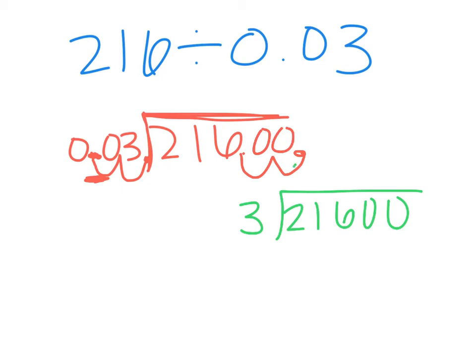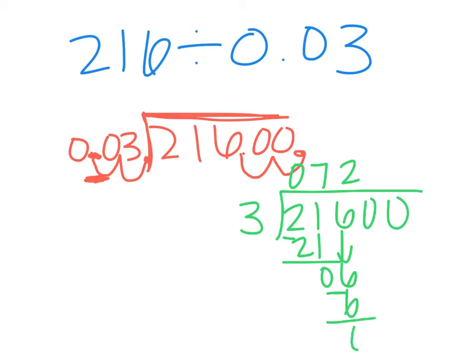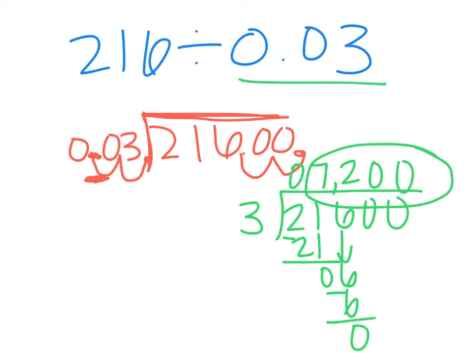3 can't go into 2, but it goes into 21 exactly 7 times. When I bring down my 6, 3 goes into 6 twice with nothing left, and then I just need to fill this space in with zeros. My final answer is 7,200. We talked about number sense in 7-3. If your second number, your divisor, is really small, your answer is going to be really big. So the fact that it's 7,200 makes sense.